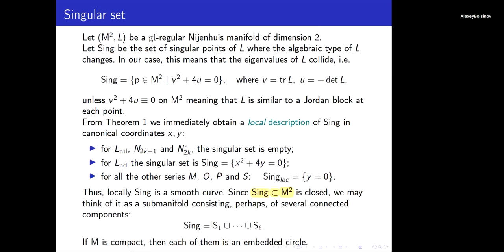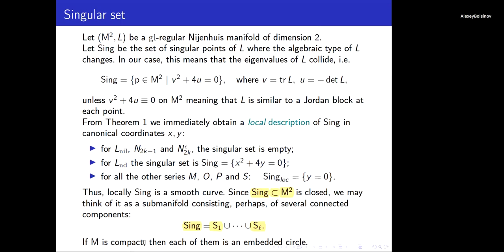So the singular set locally is a submanifold, and also the singular set is closed. Therefore, this is a submanifold. Maybe disconnected, so the singular set can be represented as a disjoint union of some curves. What is important, these curves do not intersect, because intersections are forbidden. So the local behavior of the singular set is very easy. It's just non-intersecting curves.